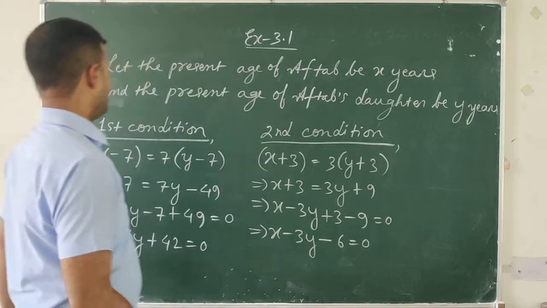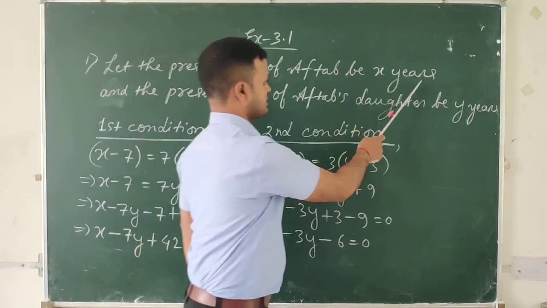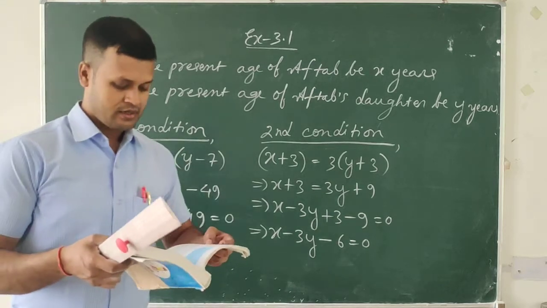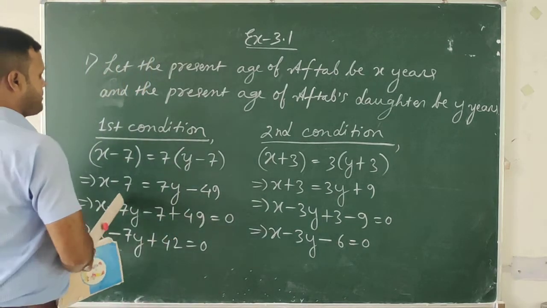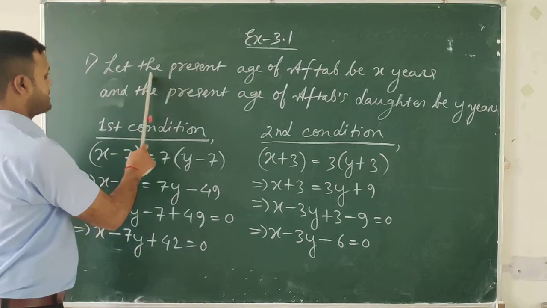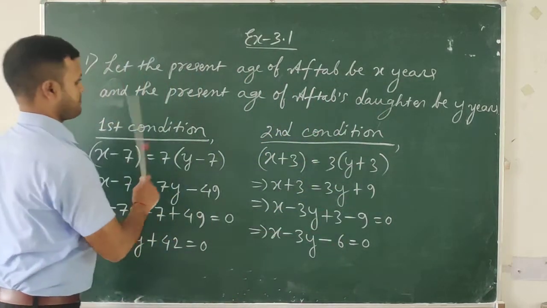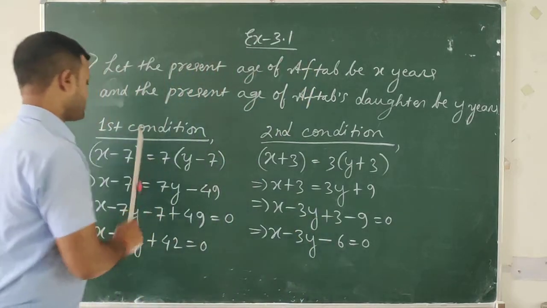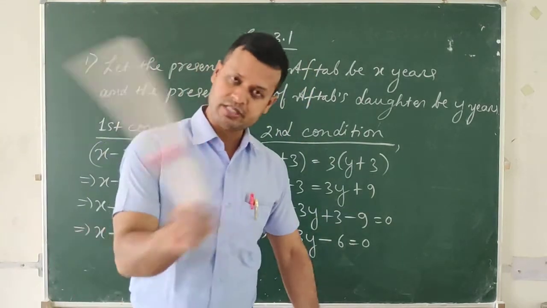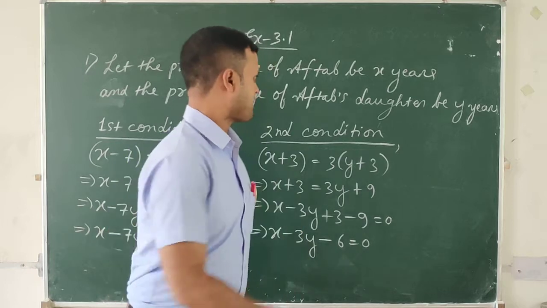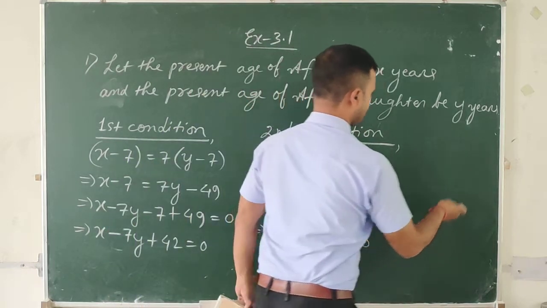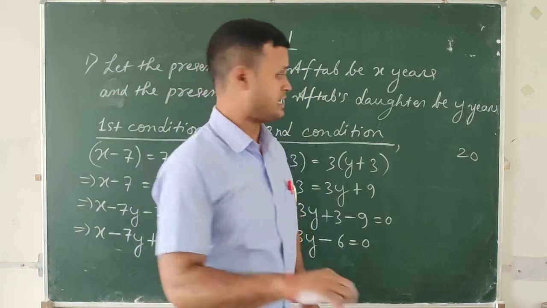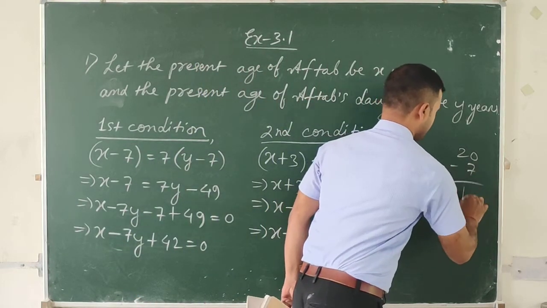Okay, so let the present age of Aftab be x years, and the present age of Aftab's daughter be y years. Okay, so first condition, what is Aftab saying? That before 7 years. So if the present age of the person is suppose 20 years, what will be his age 7 years ago? Minus 7, that is 13.